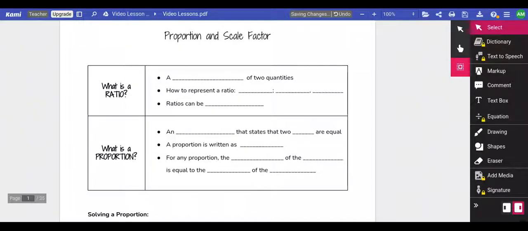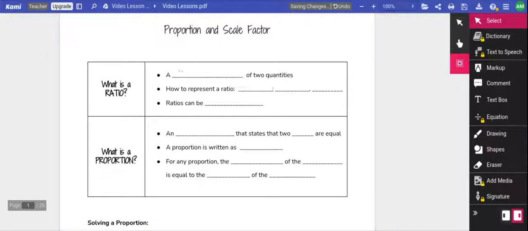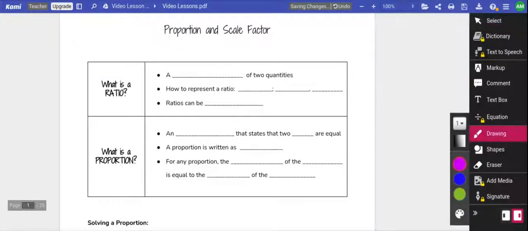Today we're going to talk about proportions and scale factor. And our first question that we have to answer is, what is a ratio? A ratio is a comparison between two quantities.